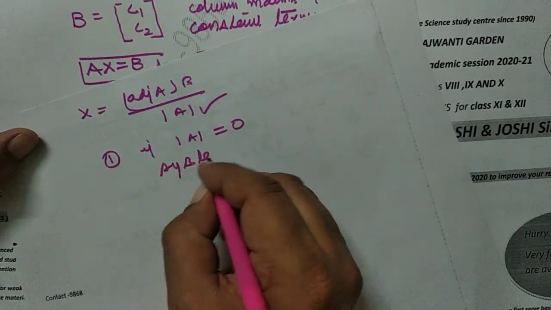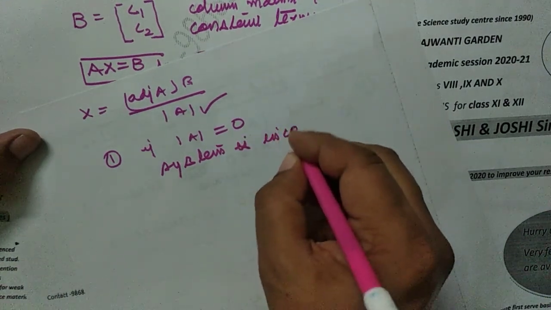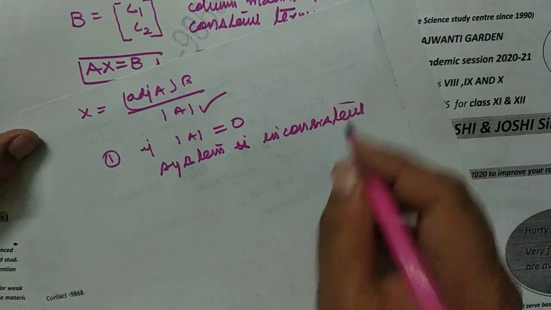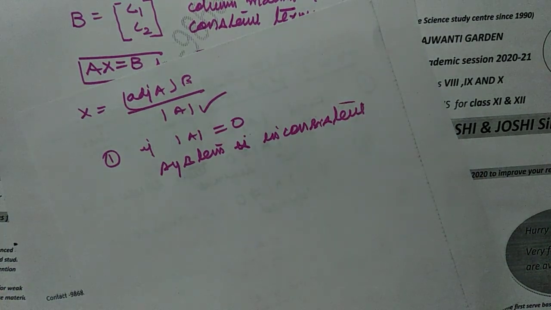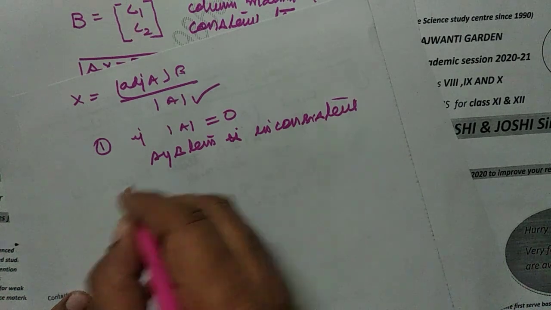System is inconsistent. Now you will ask what to do next. Nothing. You simply write as system is inconsistent, so we'll have no solutions. No solutions. You have to find the solutions only when it is consistent.